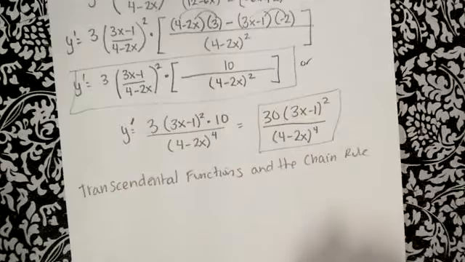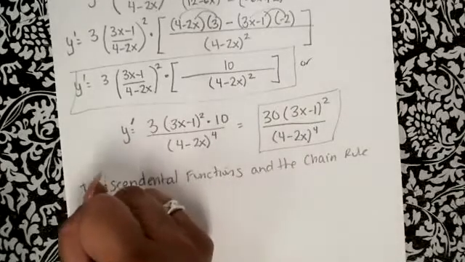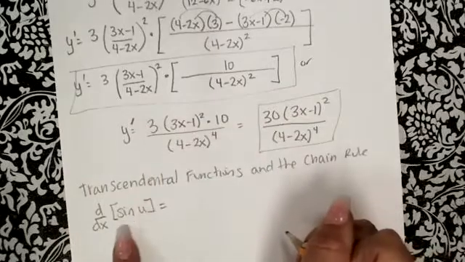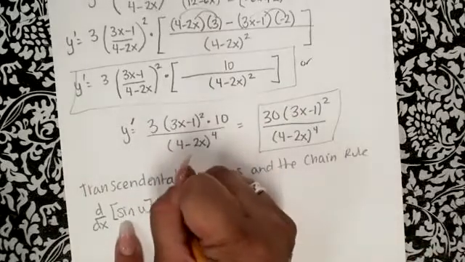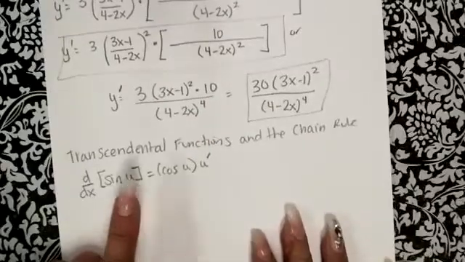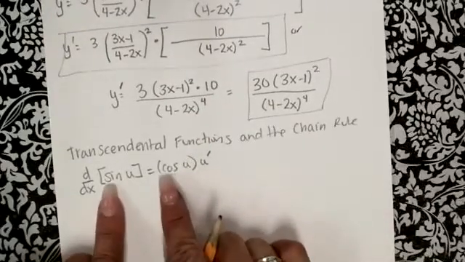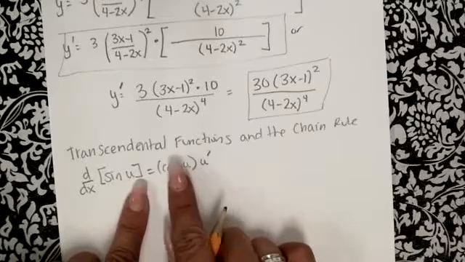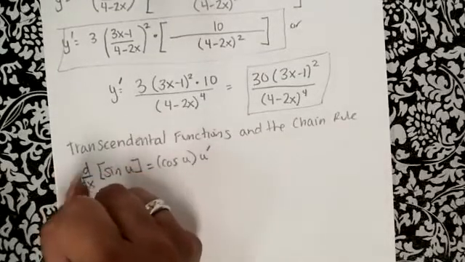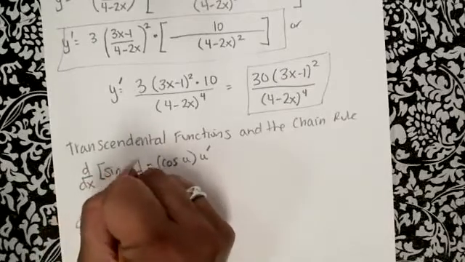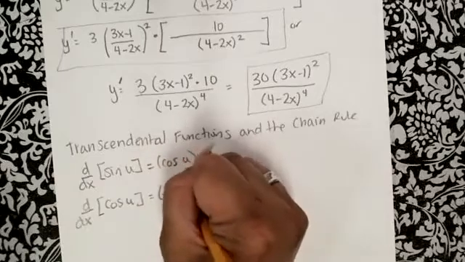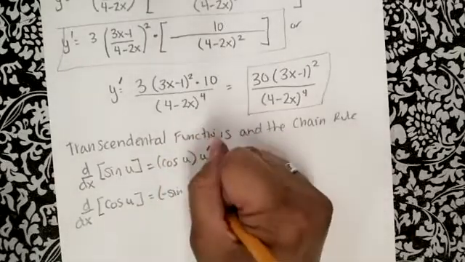So transcendental functions and the chain rule. If you are taking the derivative of sine of u, you have to take the derivative of sine, which is going to be a cosine u, and then take the derivative of u. Take the derivative of the argument. So take the derivative of sine, which is cosine, keep the argument the same. Then take the derivative of the argument. The derivative of cosine u, the derivative of cosine is negative sine. Keep the argument the same, and then take the derivative of the argument.